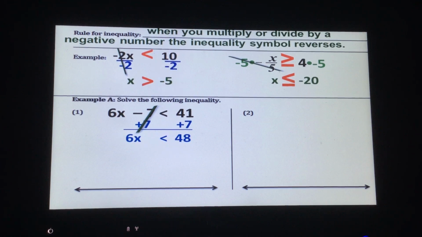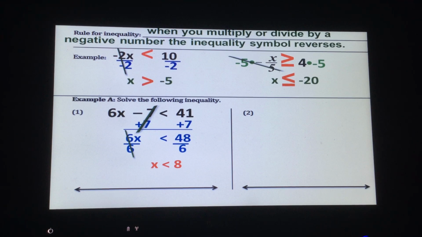Okay? Now, to get x by itself this time, we're going to have to divide by 6. Now, we are dividing by a positive number, which is okay, and you don't have to worry about changing any signs. So this less than symbol is going to stay the same. The 6s cancel out, leaving you with x is less than 48 divided by 6, which is 8. Okay? So, again, did we have to change the sign? No, because we divided by a positive number.